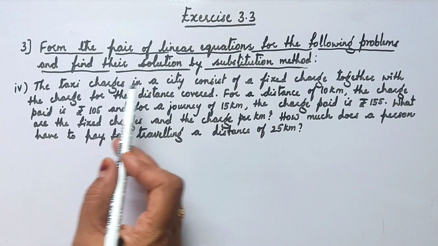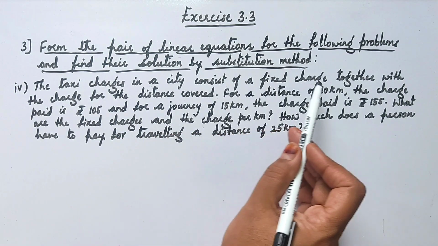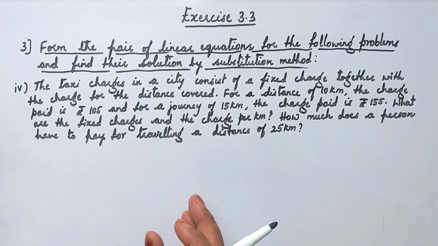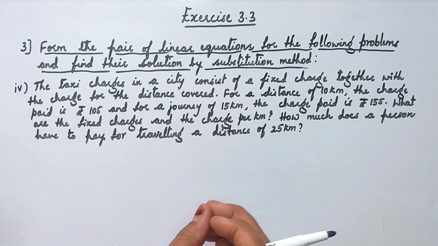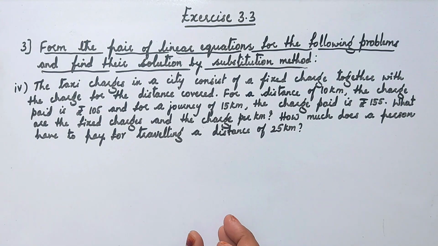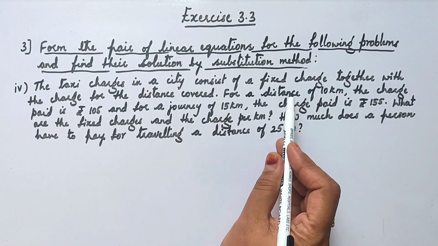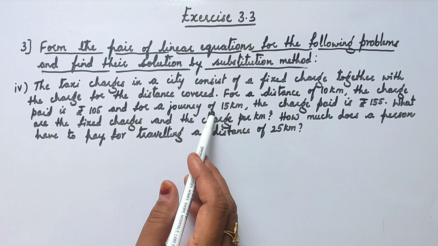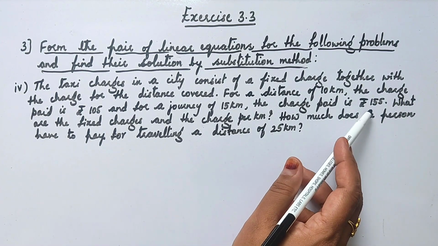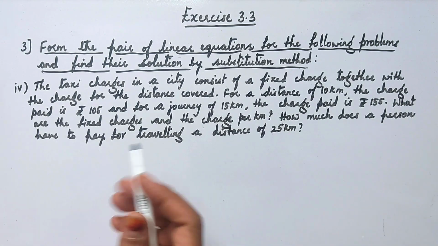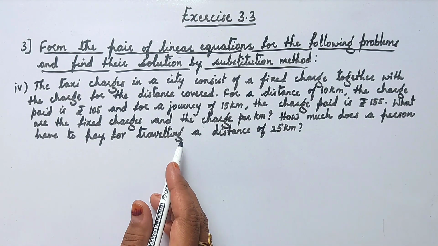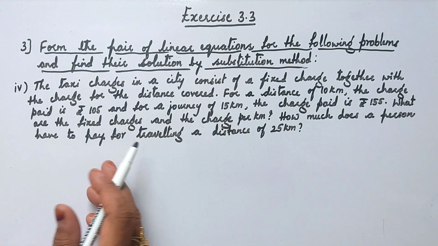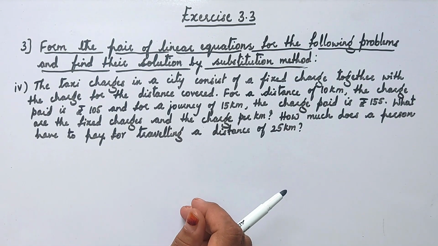The taxi charges in a city consist of a fixed charge together with the charge for the distance covered. You can observe wherever you go in the cities, all the taxis have got a fixed charge for certain kilometer. Okay. Now, for the distance of 10 kilometer, the charge paid is 105 rupees. And for the journey of 15 kilometers, the charge paid is 155 rupees. What are the fixed charges? We need to find out the fixed charges. And what is the charge per kilometer? Okay, how much does a person have to pay for traveling a distance of 25 kilometers?